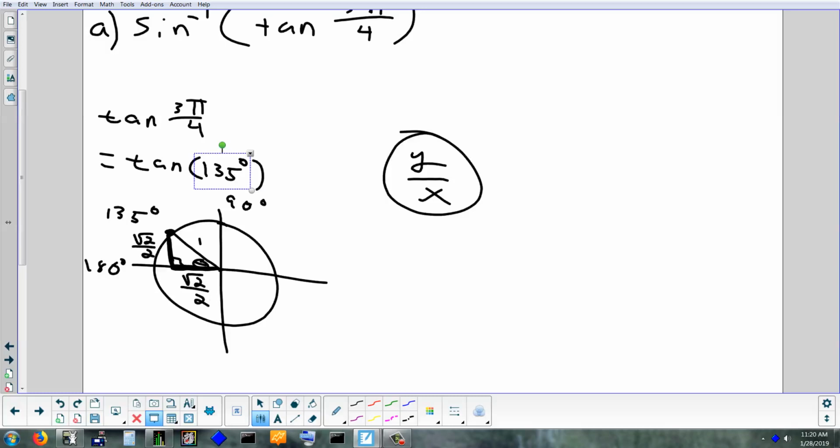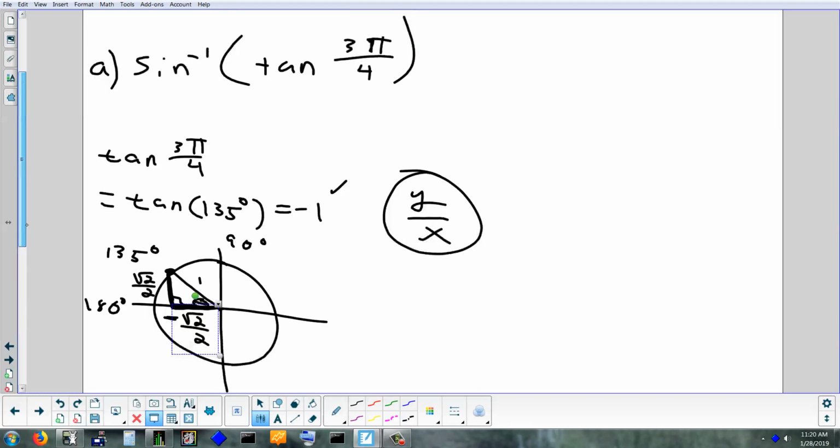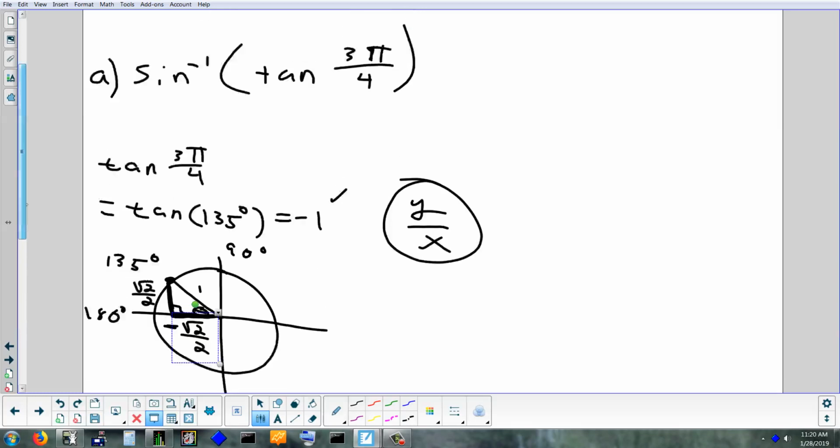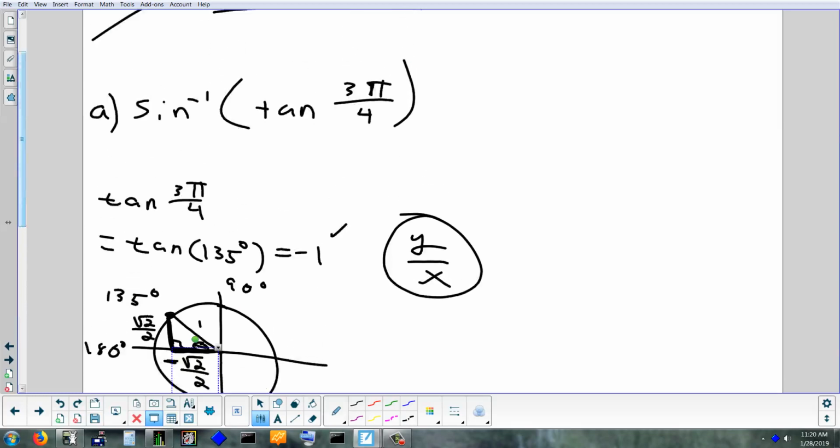So your coordinate, you really don't even need to write the whole coordinate. All you need to do is take the y value, divide by the x value. I'm going to put a negative there so we don't forget. So what's y divided by x in this case? Yeah, negative 1. So now, I know the answer to tangent of 3 pi over 4. The answer is negative 1. So now I've turned the original problem into that problem. Now I want the inverse sine of negative 1.